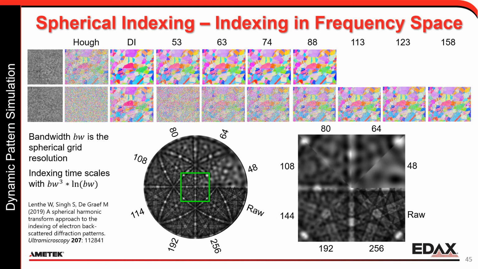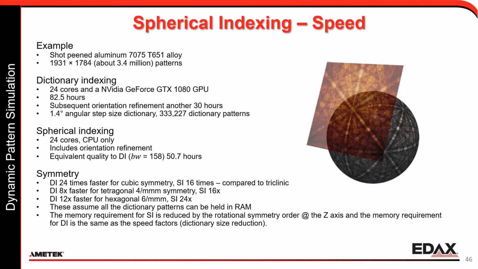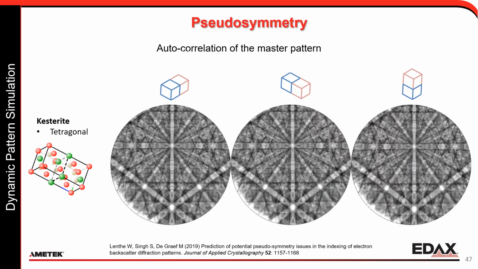Just to say that we may need more bandwidth depending upon the quality of the patterns and the quality of the indexing we're seeking. As an example, in a shot peened aluminum alloy with 3.4 million patterns, dictionary indexing operating on 24 cores and a GPU took 82.5 hours, plus another 30 hours to do the orientation refinement. The beginning step was a 1.4 degree step size dictionary. The spherical indexing was CPU only at this point, 24 cores. It does include orientation refinement already, and it took similar quality to dictionary indexing. It took 50.7 hours. So you can see we got quite a bit of speed up.